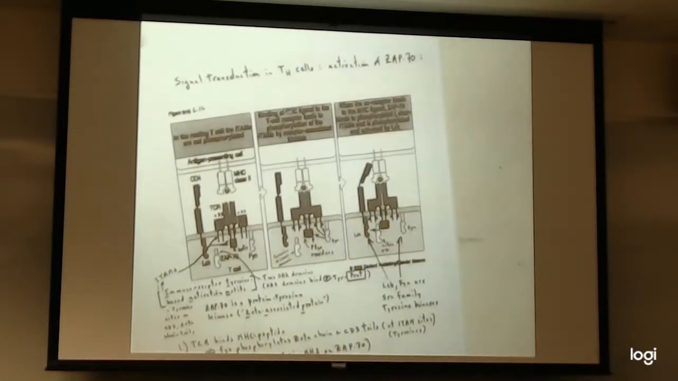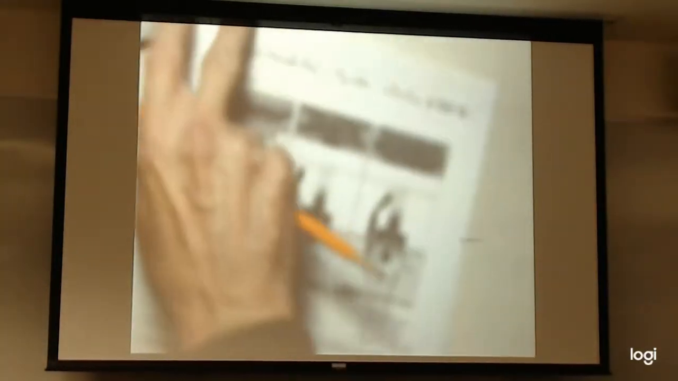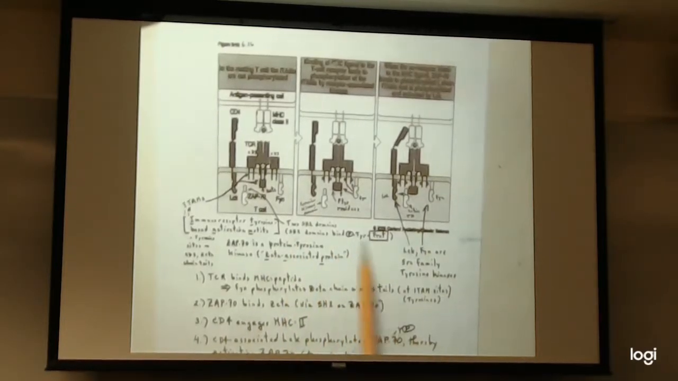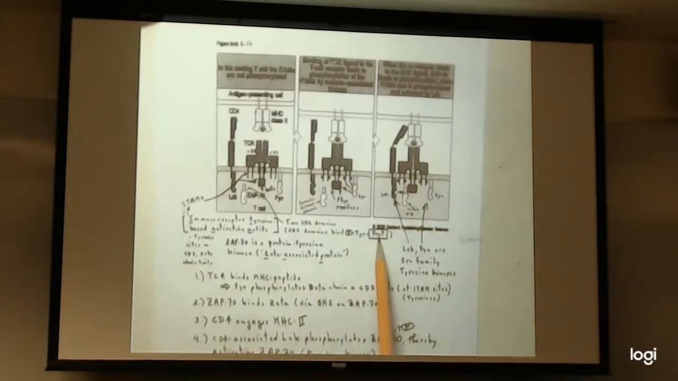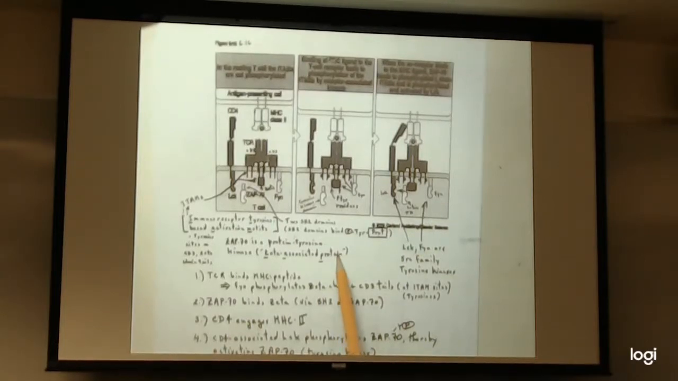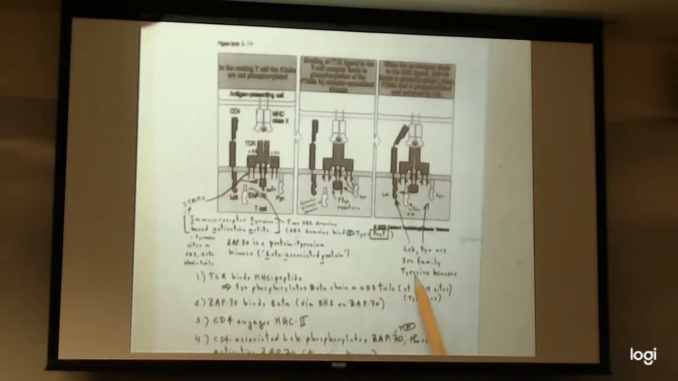And then we went into a little bit of the excruciating details on the signal transduction events. You will remember that SH2 domains bind phosphotyrosine. SH2 domains recognize and bind tyrosine phosphorylated proteins. SH2 domains bind p-tyr. I won't say it a third time.